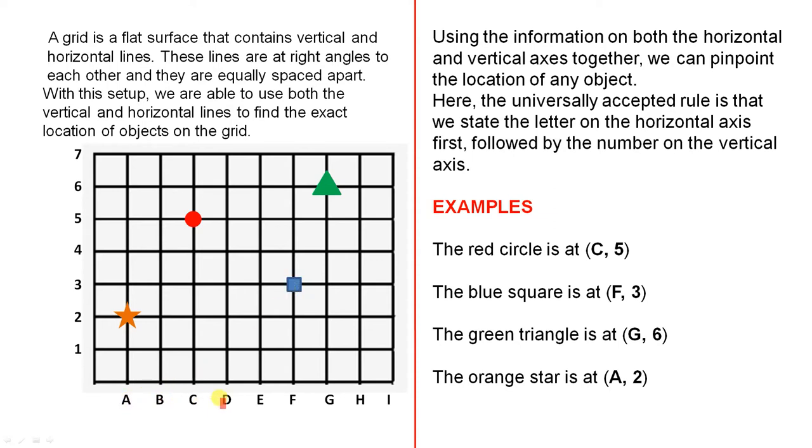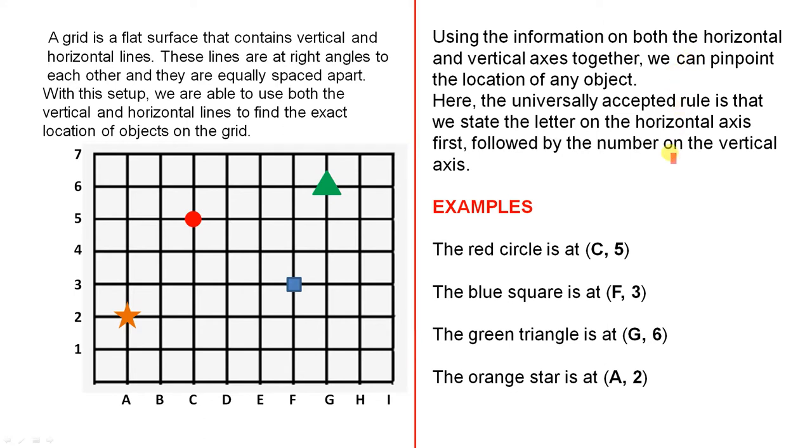Now on the horizontal axis we have some letters and on the vertical axis we have some numbers. That's just what I've chosen for this example. So using the information on both the horizontal and vertical axes together, we can pinpoint the location of any object.